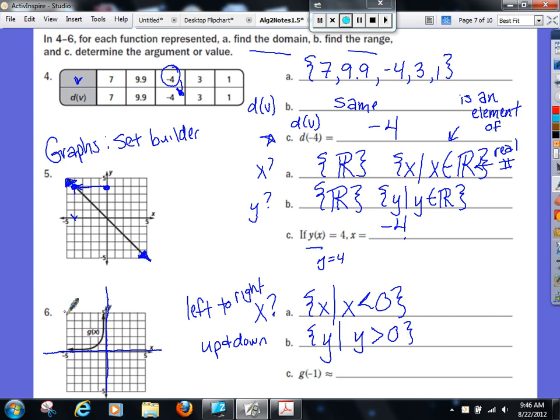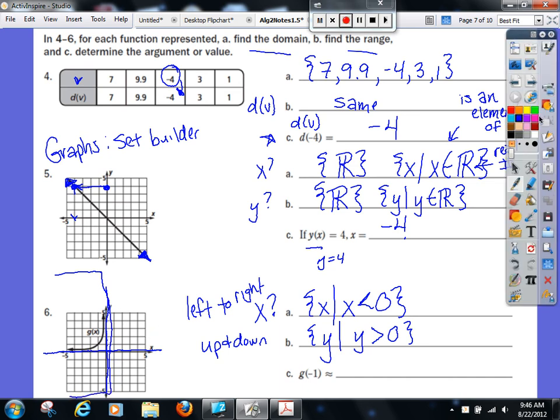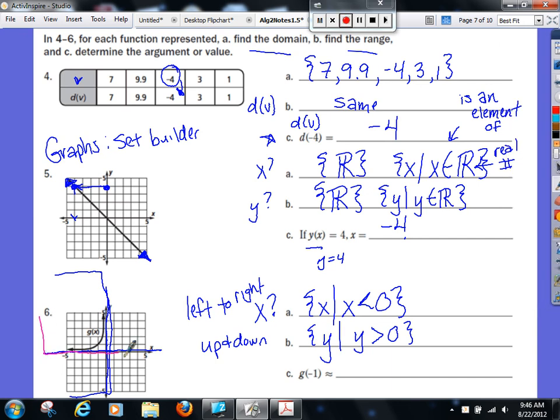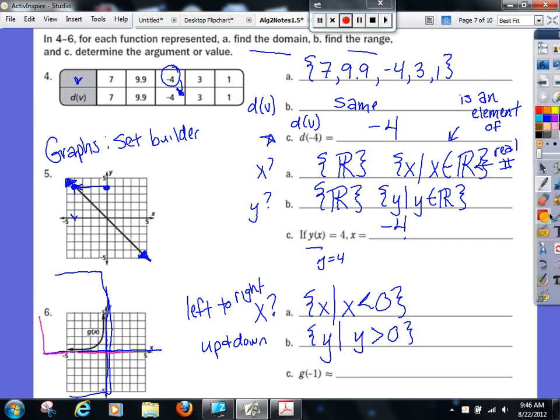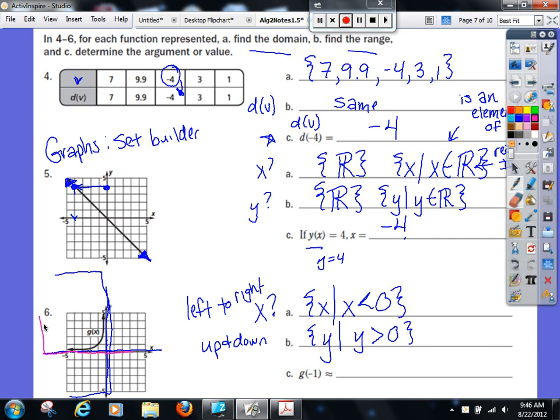X has to be less than 0, that would be this side of the graph, right here. And y is greater than 0, that would be this part of the graph. So where do they overlap? Right here. If you're a little confused by that, we can talk more about it tomorrow, and you'll have some examples to look at. It will get easier, I promise you that.